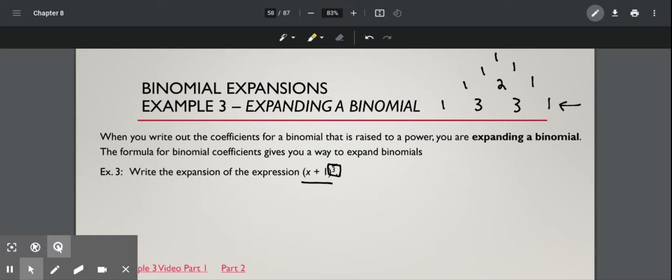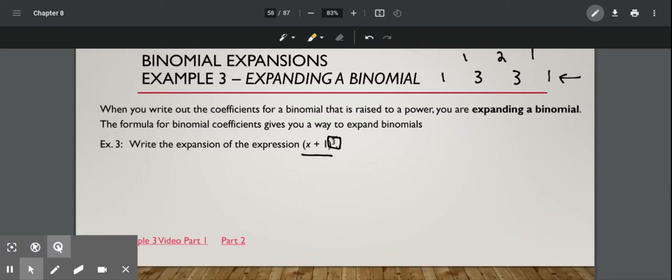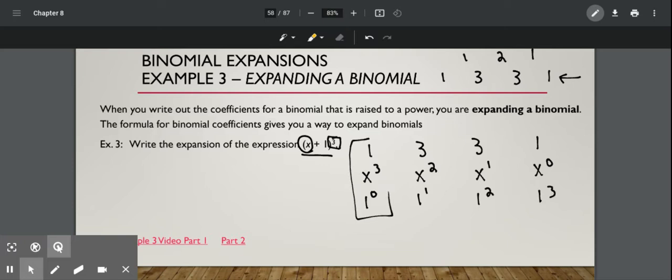And so if we were to use that in our expansion, remember we write out the coefficients of that row. So we would say 1, 3, 3, and 1. And then we would take our x, we would say x cubed, x squared, x to the first, x to the 0. And then we do the same thing with 1, but with the opposite or the backwards exponents. So 1 to the 0, 1 to the 1, 1 to the 2, and 1 to the 3. And then we multiply all of this.